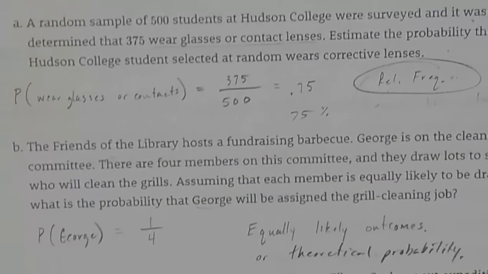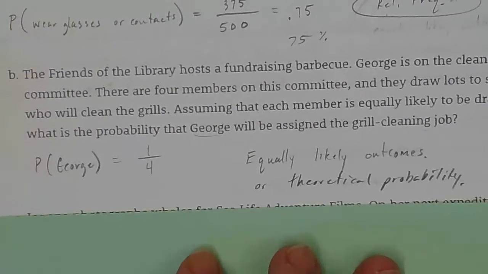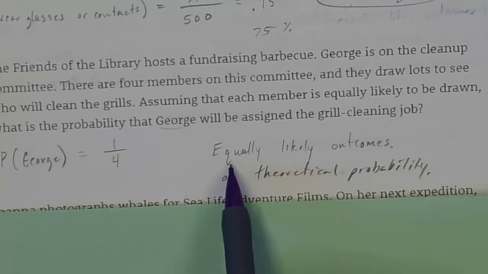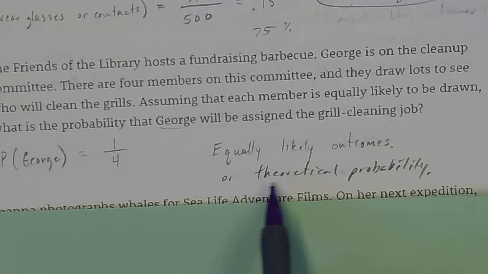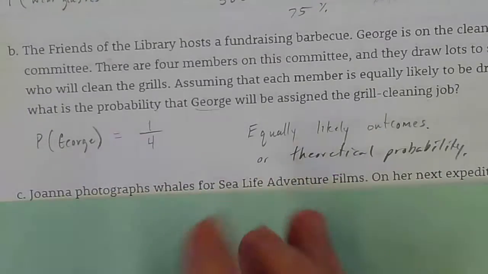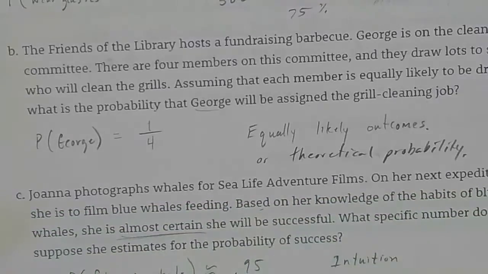B, this is the theoretical probability. What would we expect? There are 4 members in the committee, and 1 will be drawn. Everybody has an equal chance of occurring, so that's why it's called equally likely outcomes or theoretical probability. Probability of it being George, or just any of the individuals.